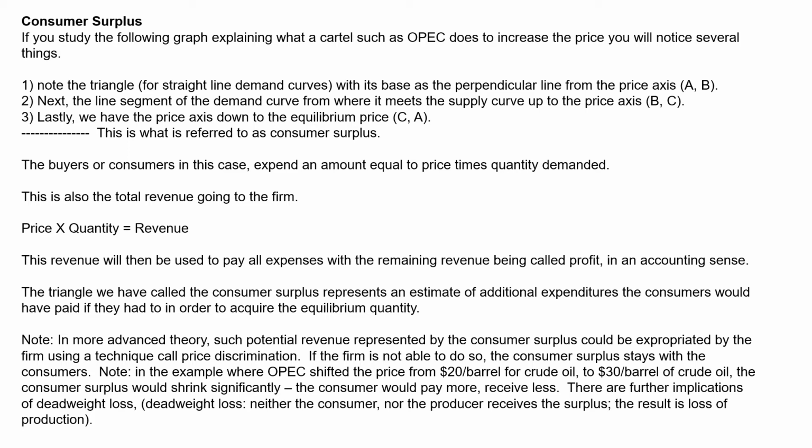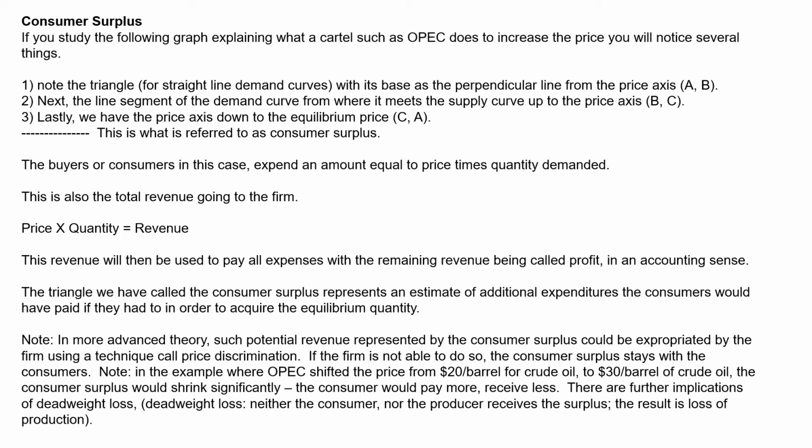With its base as the perpendicular line from the price axis A to B, next the line segment of the demand curve from where it meets the supply curve up to the price axis, so moving back upward to the price axis. So first, let's start fresh again. Note the triangle. It's from the base of the perpendicular line over to the price axis, and the next line segment of the demand curve from where it meets the supply curve up to the price axis. So it moves back up to the y-axis, the price axis. Lastly, we have the price axis back down once again to that equilibrium price, forming that triangle. This area, again, is bounded by the price line, the demand curve, and the y-axis.